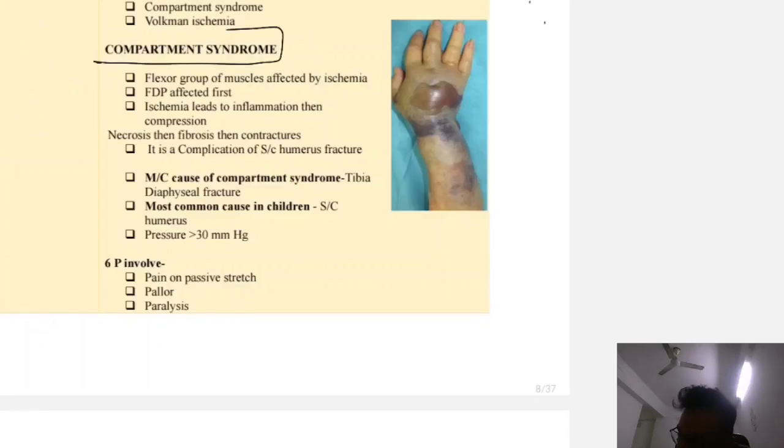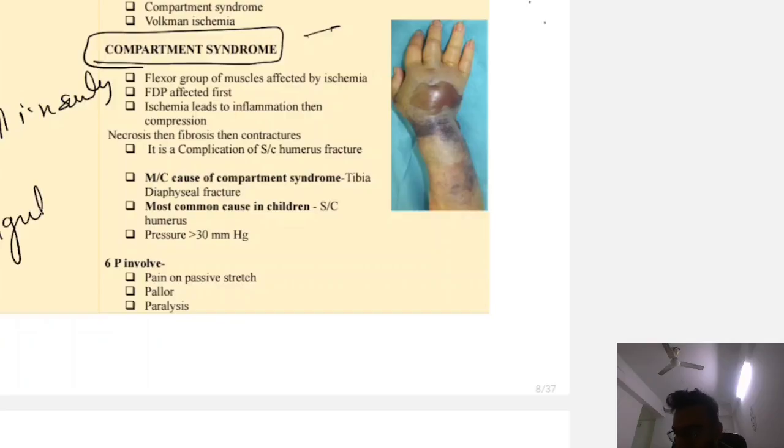So the next topic is compartment syndrome. Compartment syndrome has been repeated 6 to 8 times in the last 5 years of NEET PG and INI-CET exams. So what is compartment syndrome? Basically it is due to increase in swelling because of fracture, because of a tight cast.